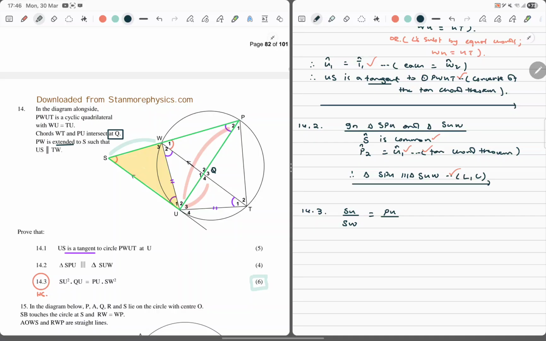What is this now? I don't want WU. No. U is not my friend. Now let's check, what can we divert to? Well, we're going to choose SP instead.